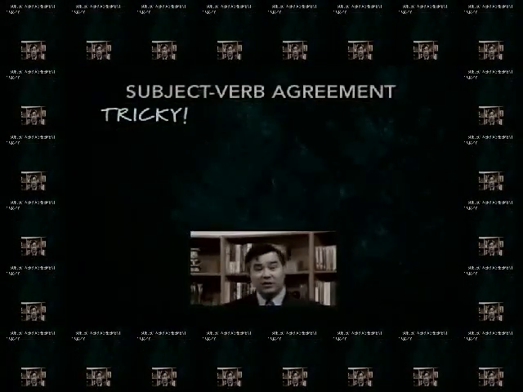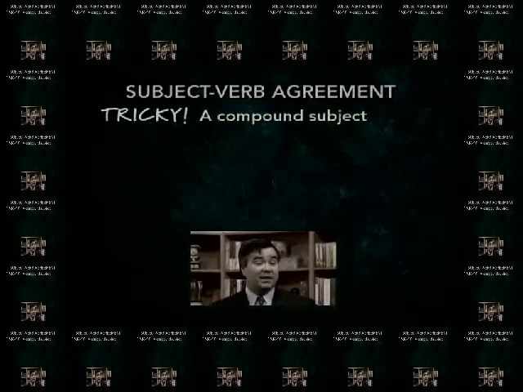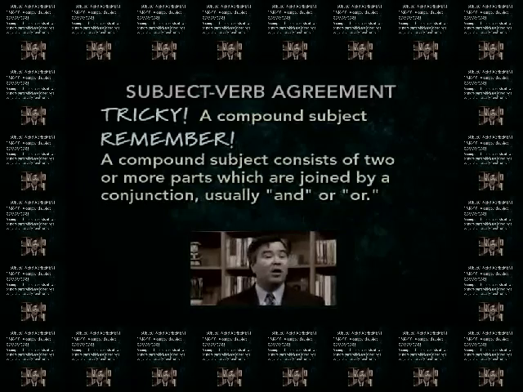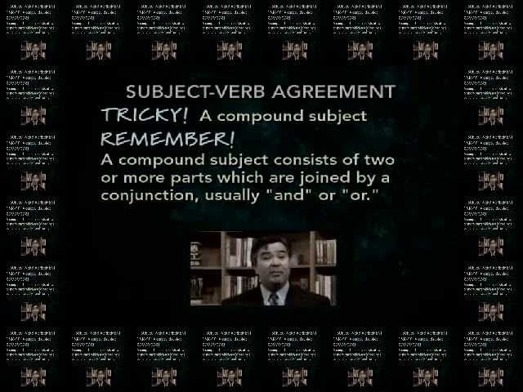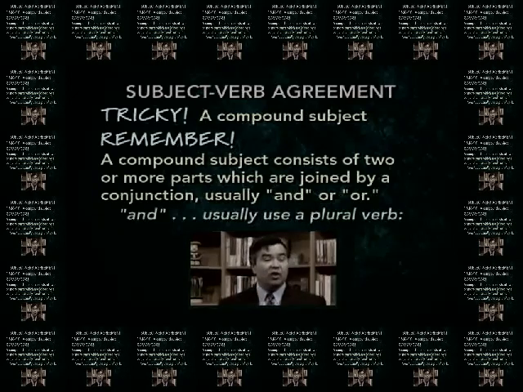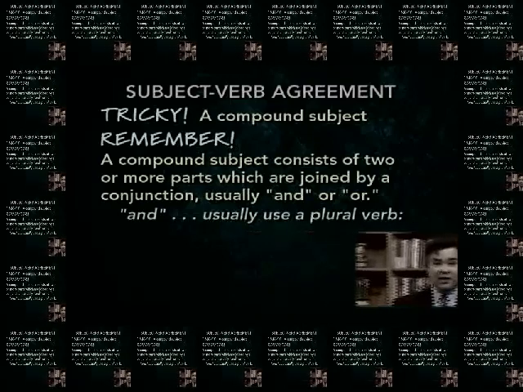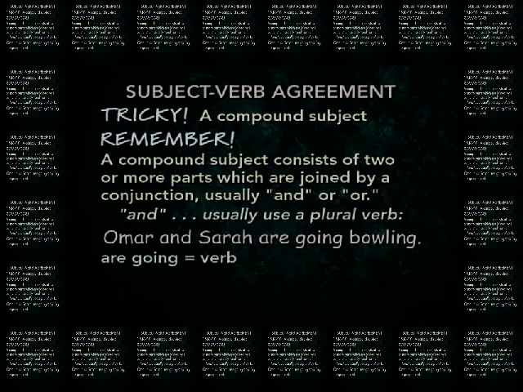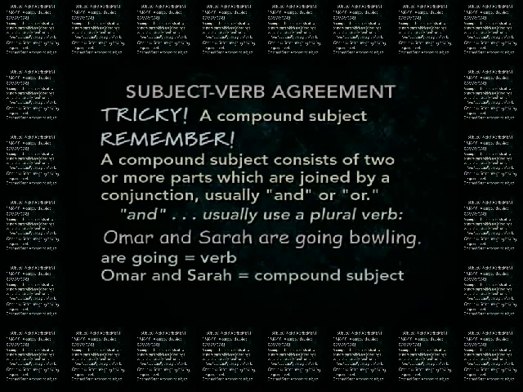One tricky type of sentence for subject-verb agreement involves a compound subject. Now, as you may recall, a compound subject consists of two or more parts which are joined by a conjunction, usually "and" or "or." And taken together, these parts make up the subject of the verb. Now, when the subject is compound, if the parts of the compound subject are joined by "and," you usually use a plural verb. Here's an example. Omar and Sarah are going bowling. Here, the verb is "are going," and the subject is the compound subject, Omar and Sarah.